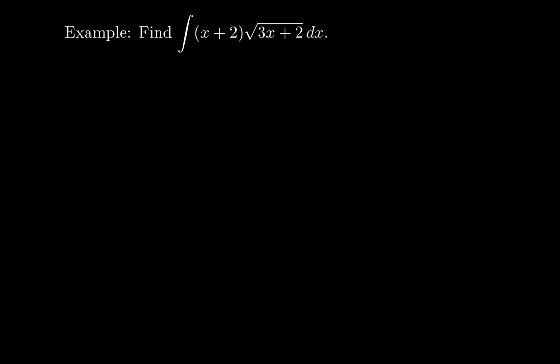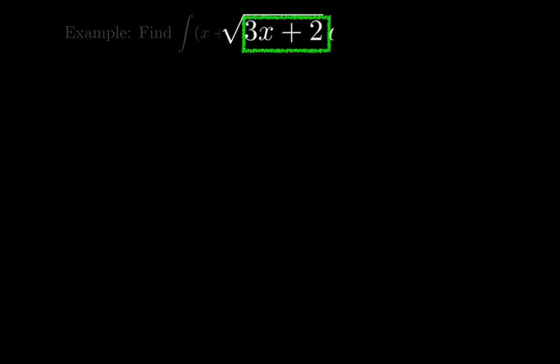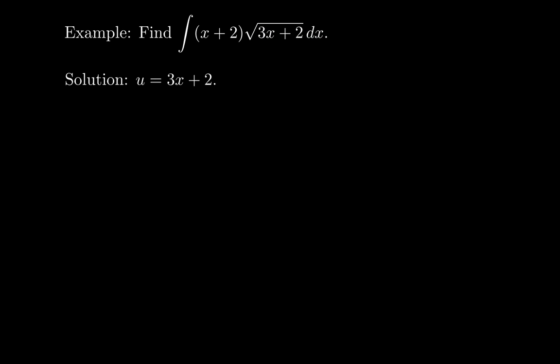Usually the choice for the substitution, the variable u, will be something which is inside some square root, the argument of a function. So in this particular case, we can use the 3x plus 2 as our choice for the substitution. We're going to call u equal to 3x plus 2.